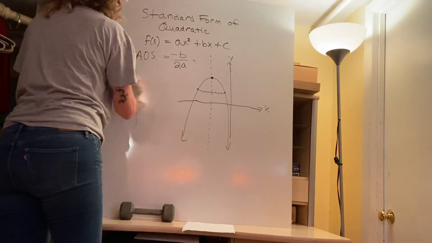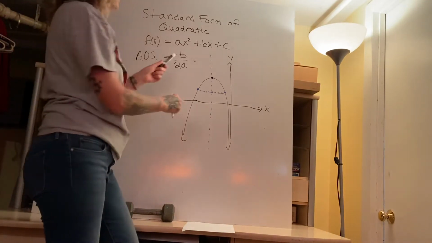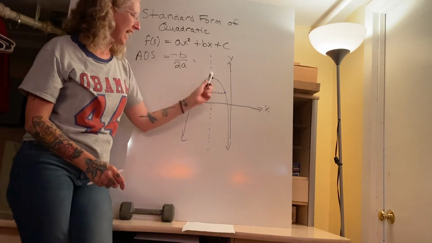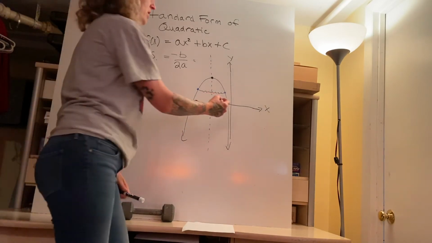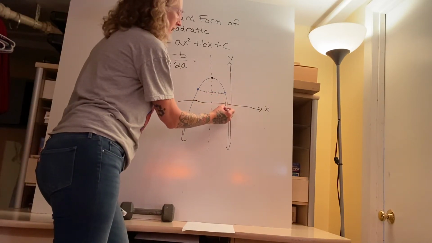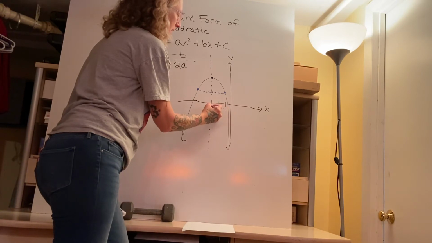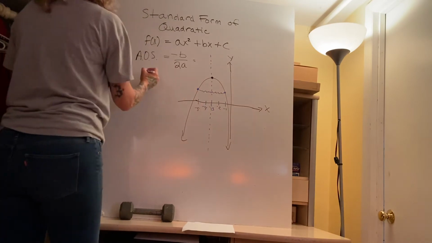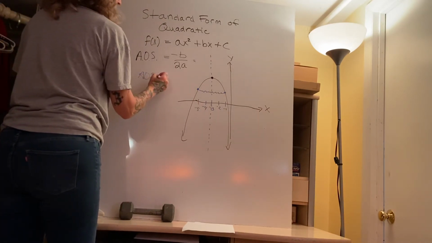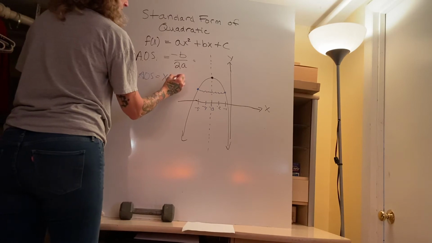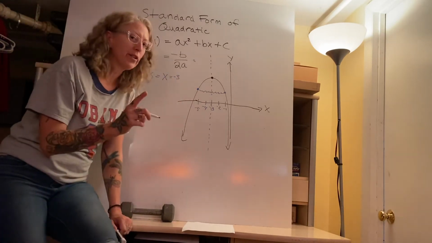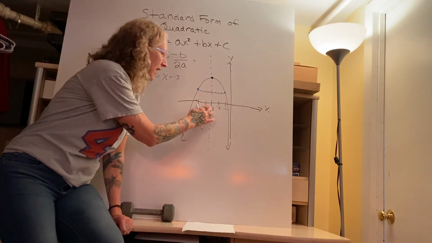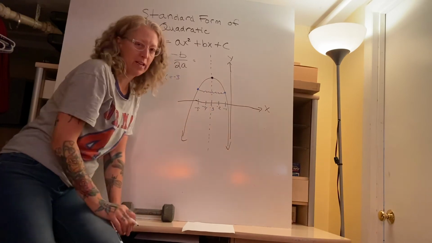And the formula for finding that axis of symmetry is negative b divided by 2 times a. That's going to give us the x coordinate of this axis of symmetry. So this one, let's just pretend this is -1, -2, -3, -4, -5. So in this case, our axis of symmetry would be at x equals -3. It just has one coordinate. It doesn't have a y value. It just has the x value. So in this case, our axis of symmetry is at x equals -3.